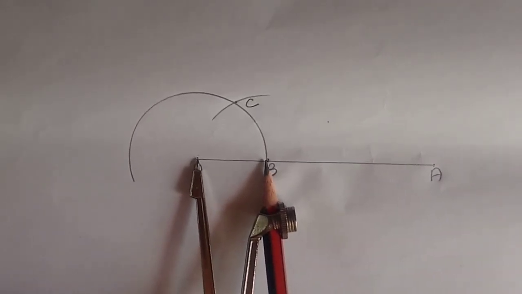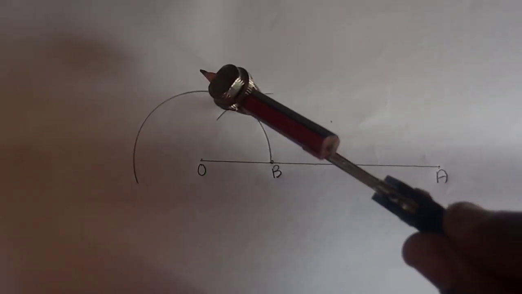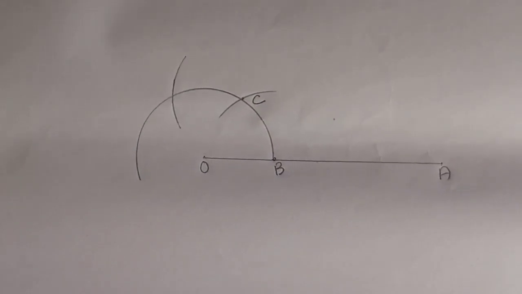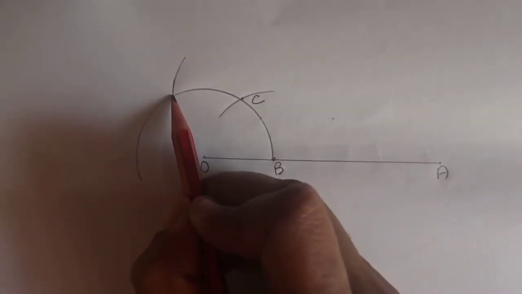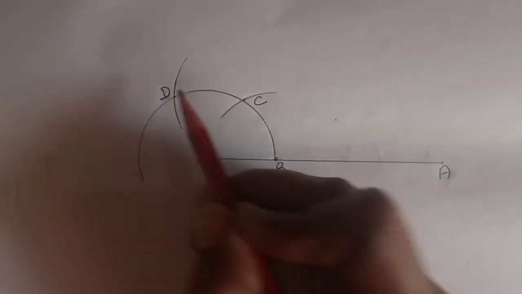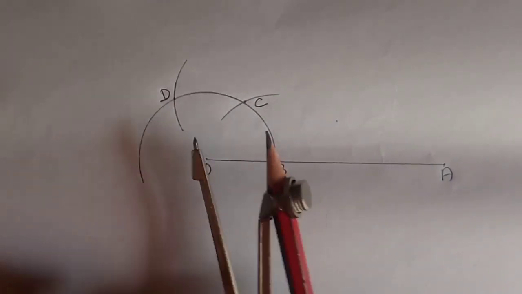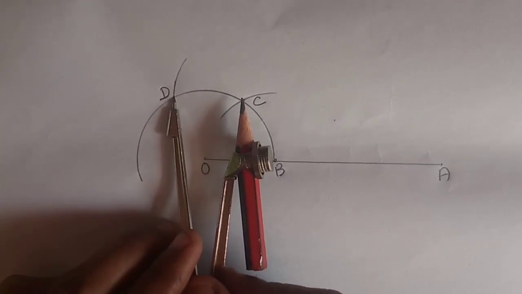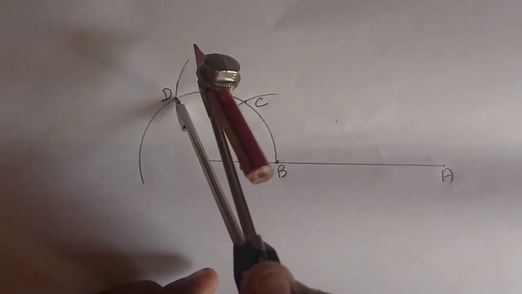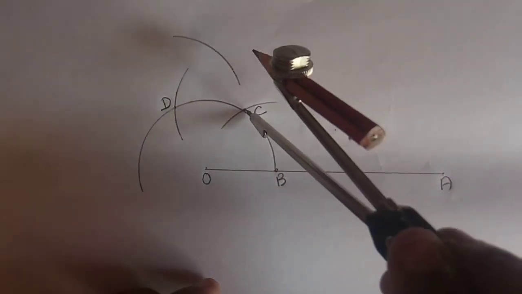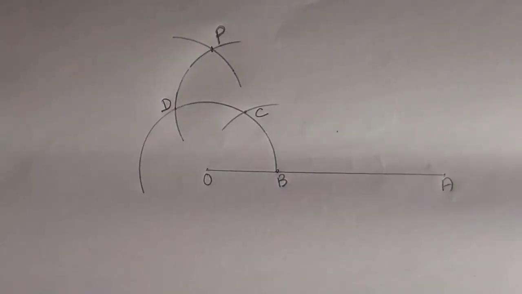Without changing the radius, keeping the compass at C, cut one more time on the previous arc which you have drawn and mark the point of intersection of the two arcs as D. Now you can use the same radius or you can change the radius here. It's not a problem. Keeping the compass at D, draw one arc, and using the same radius, fix your compass at C and cut the previous arc. The point of intersection of the two arcs we can mark as P.